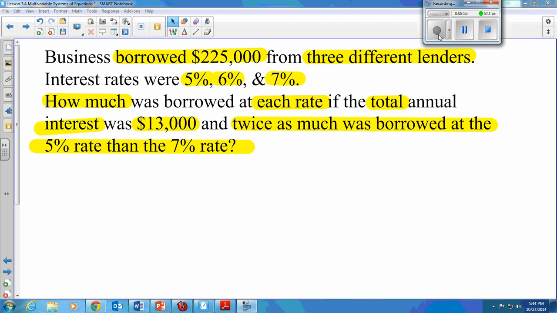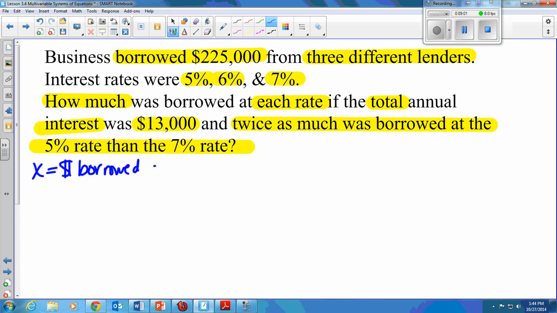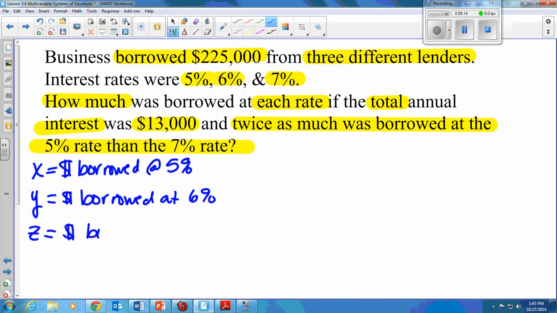So we'll define our variables. X will be the amount borrowed at 5%. Y will be the amount borrowed at 6%. And z will be the amount borrowed at 7%.